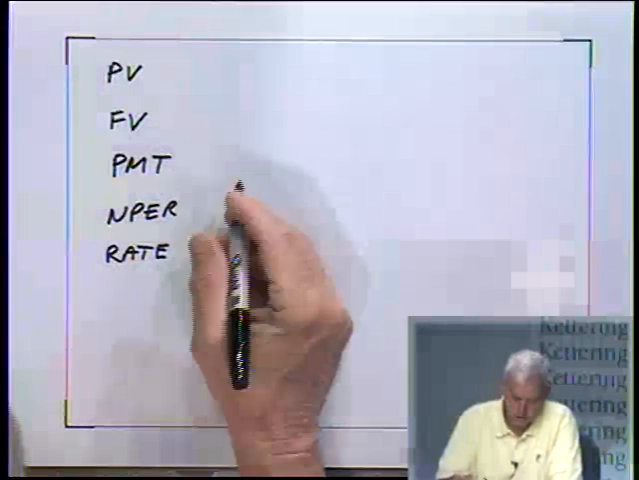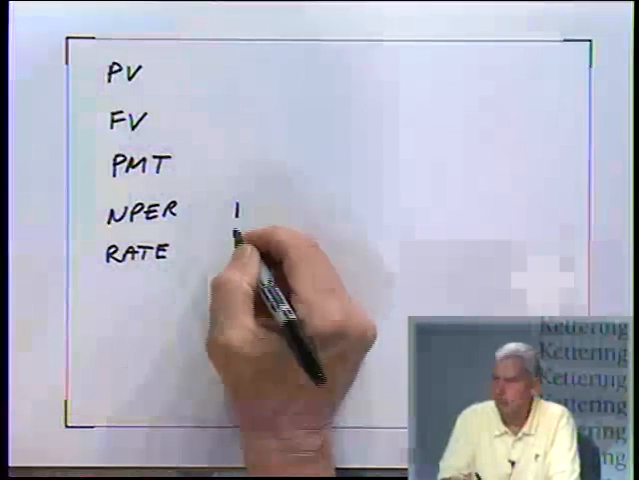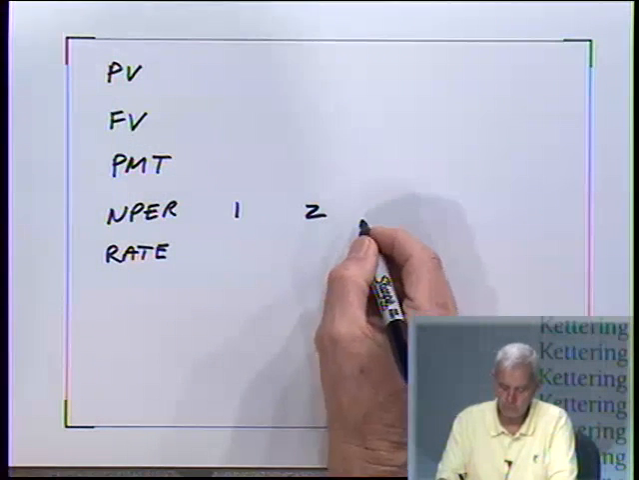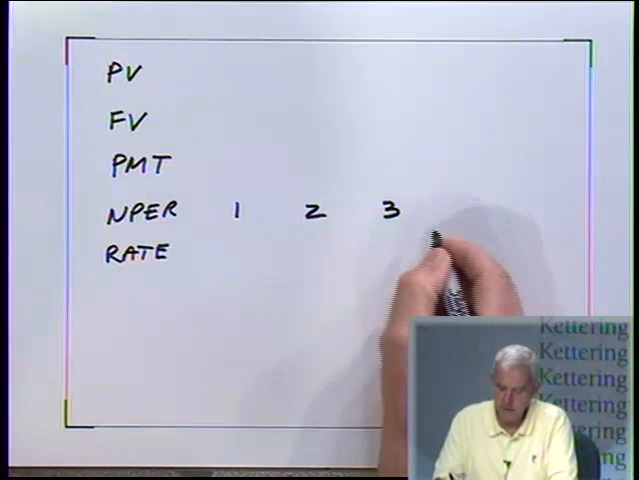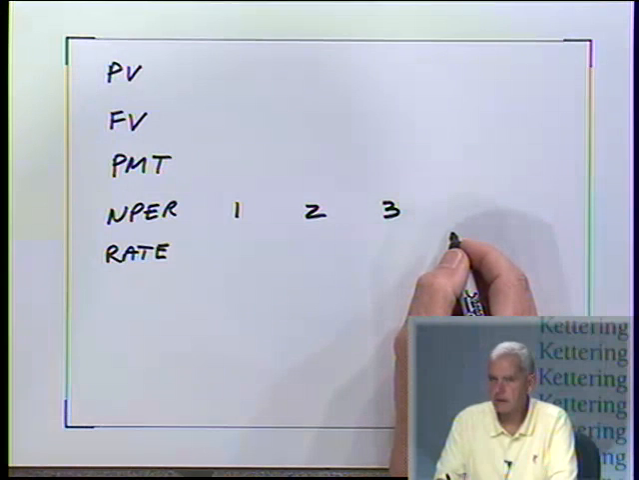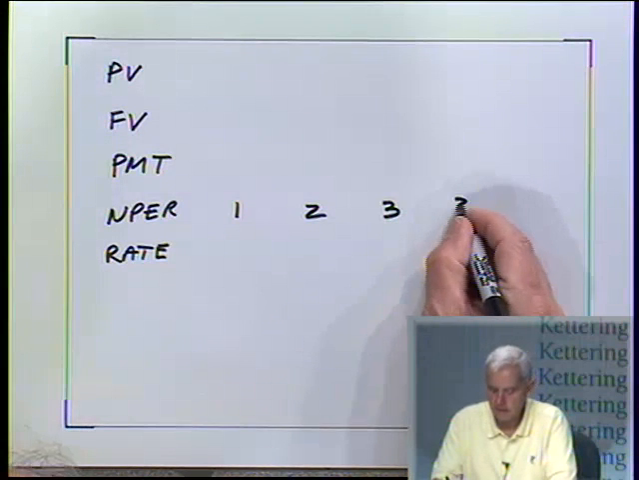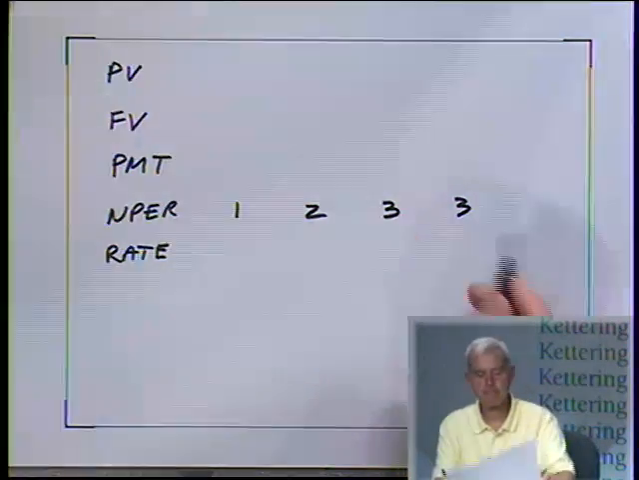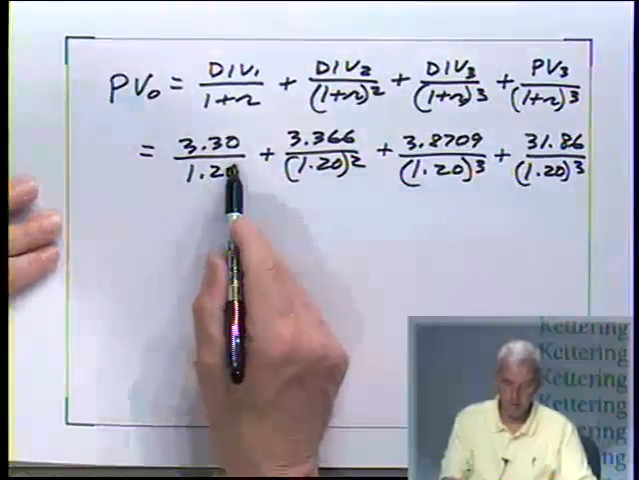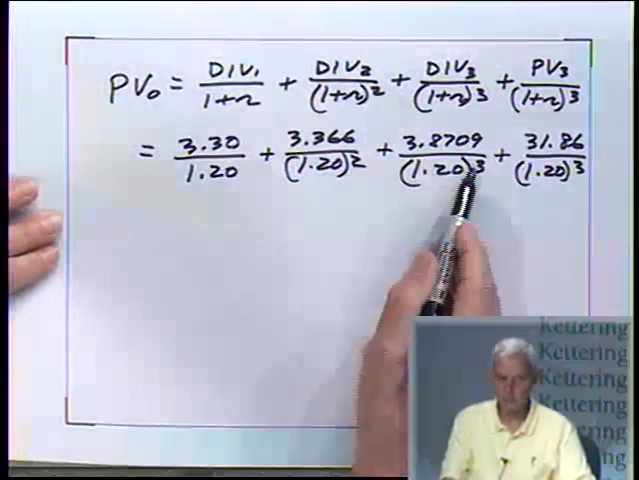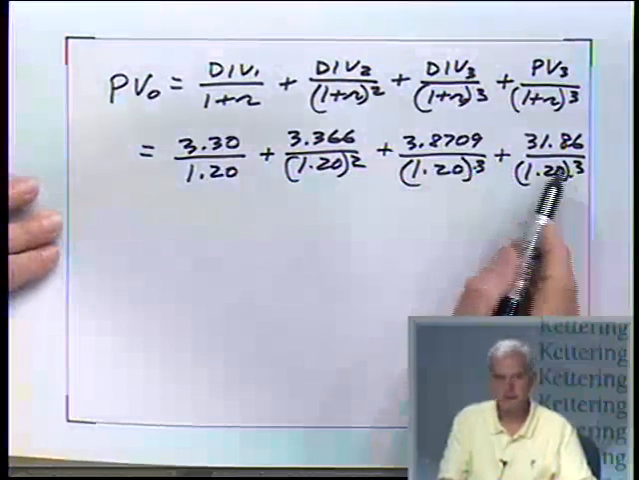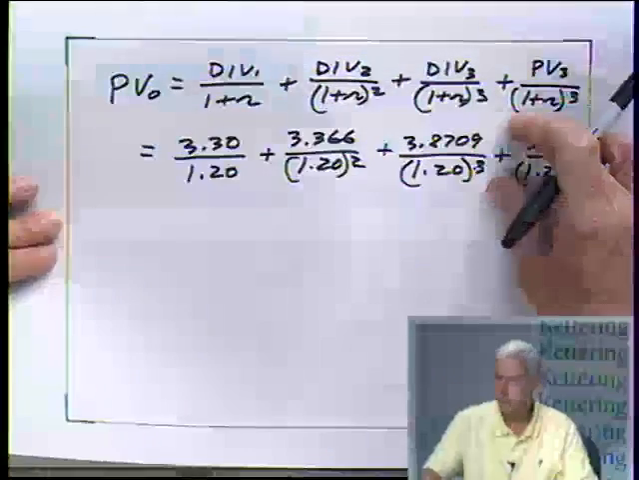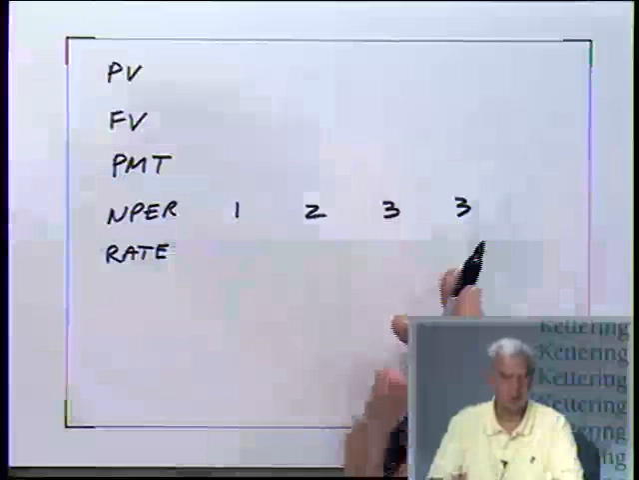And what's going to change is the number of periods will first be 1, then 2, then 3, and then 3. 1, 2, 3, and 3. So it's the same thing. We're just going to put this formula into an Excel format.